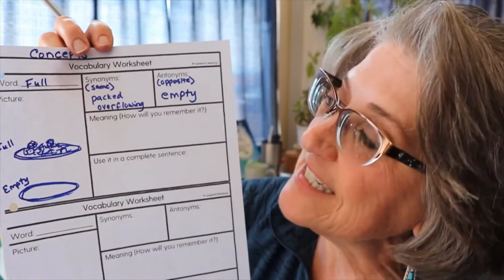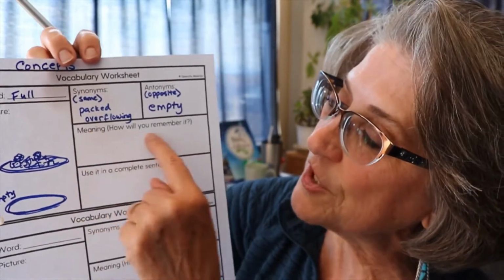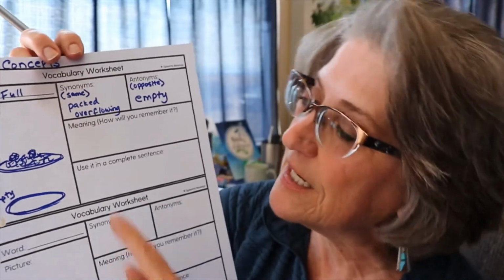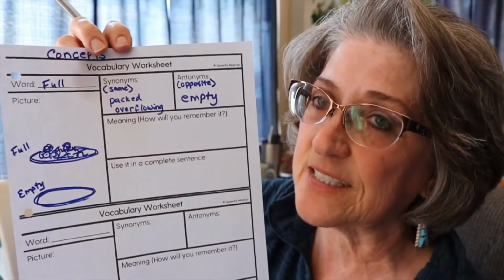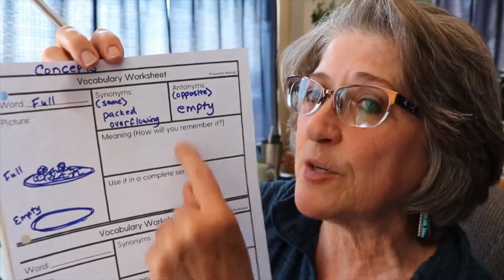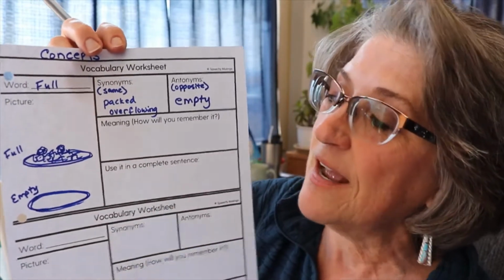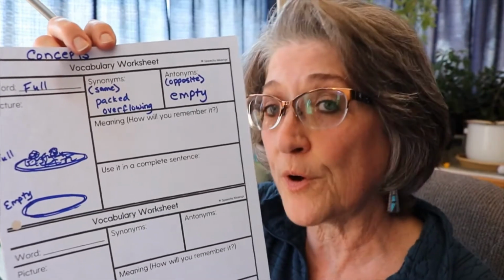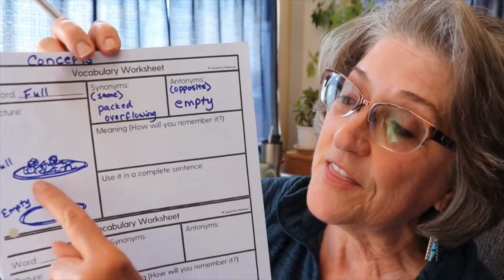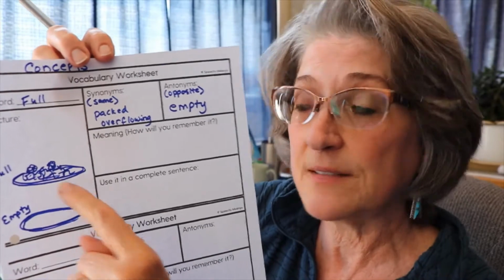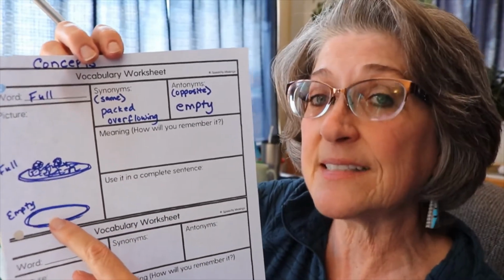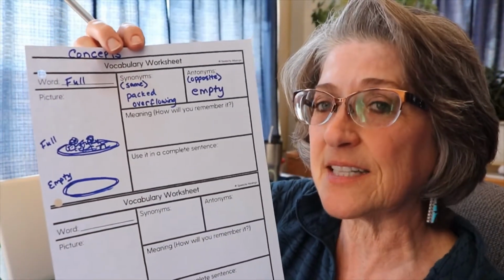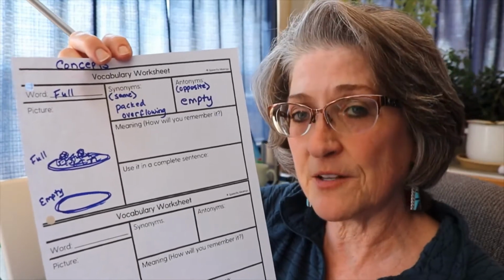This plate is empty. You could talk about meaning. How could you remember it? And use it in a complete sentence. For some of our younger kids, they're not going to be able to talk about meaning so much and not use it in a complete sentence, but you can model that for them. So you can say, this plate is full. This plate is empty. And that's a complete sentence that your child, when they hear that model, they're learning language.